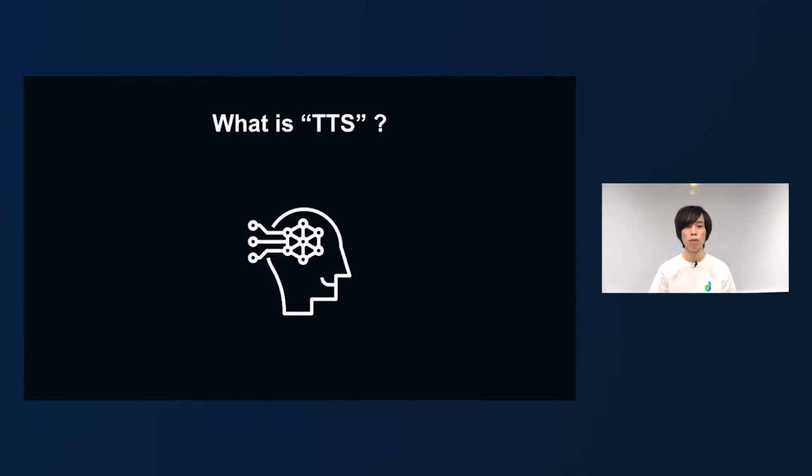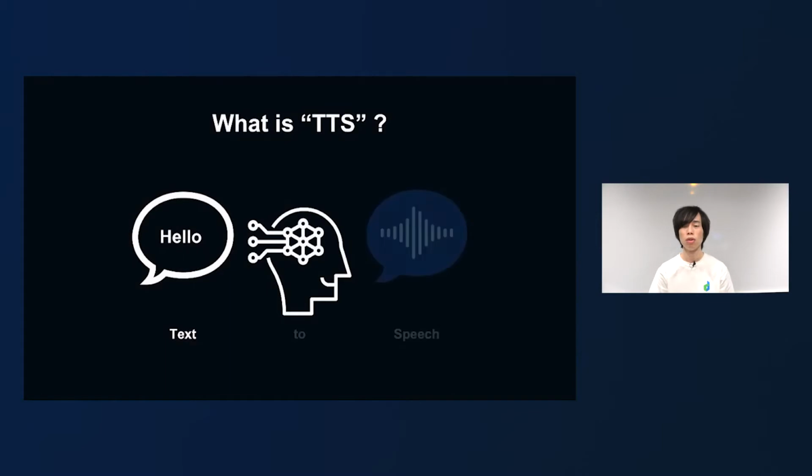First is text-to-speech, TTS. Simply put, it's a technology that allows a computer to speak naturally like a human. As shown in this figure, when text information is input to a computer, the corresponding speech waveform is output. It is often simply called TTS, short for text-to-speech.